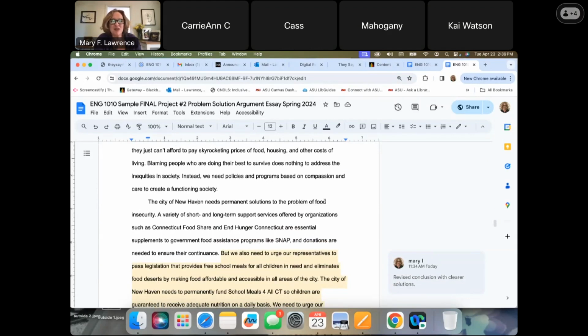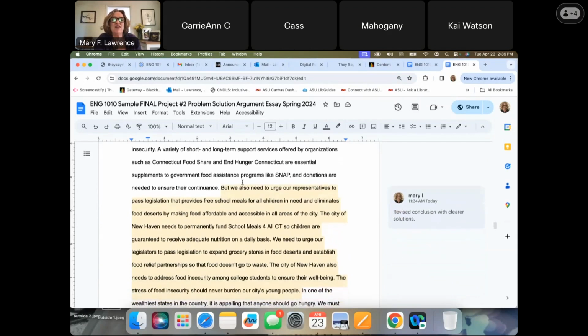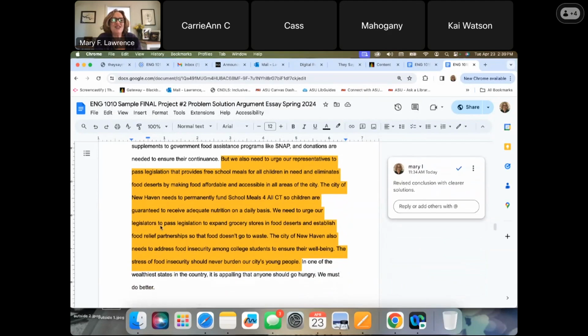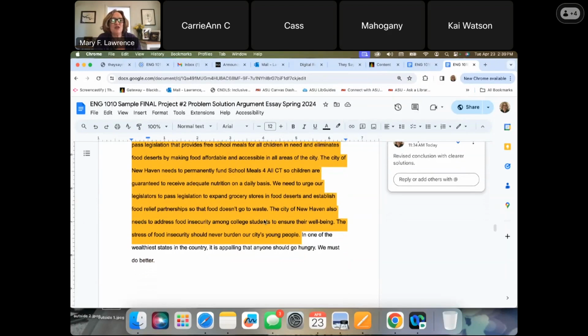City of New Haven needs permanent solutions to the problem of food insecurity. And then I talked about what's currently offered. And then I said, this is where I got more specific. I revised the conclusion with clearer solutions. I said, we need to urge representatives to pass legislation. The City of New Haven needs to permanently fund school meals for all. We need to urge our legislators to pass legislation to expand grocery stores in food deserts. And the City of New Haven also needs to address food insecurity among college students. So those are referring back to what I said in the essay, but I'm emphasizing it by being more specific in my conclusion about what still needs to be done.